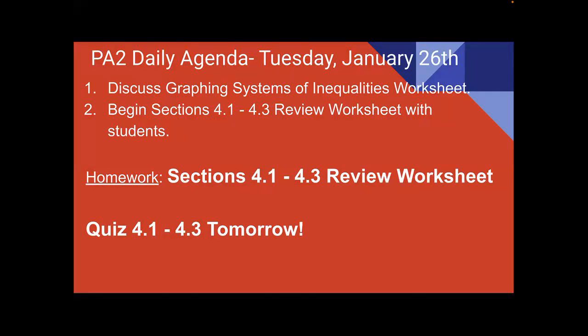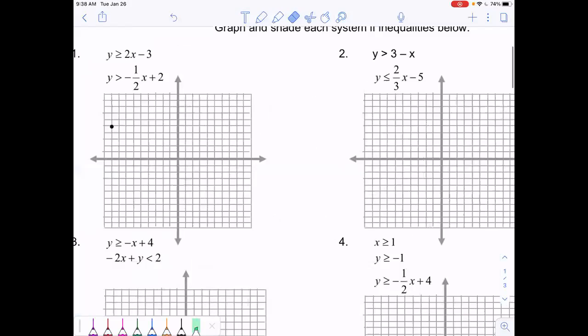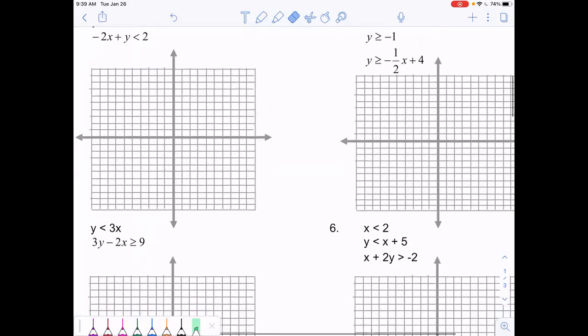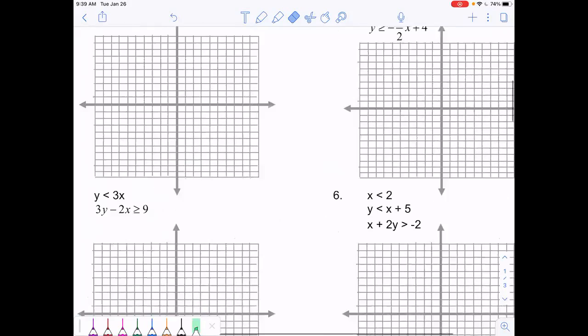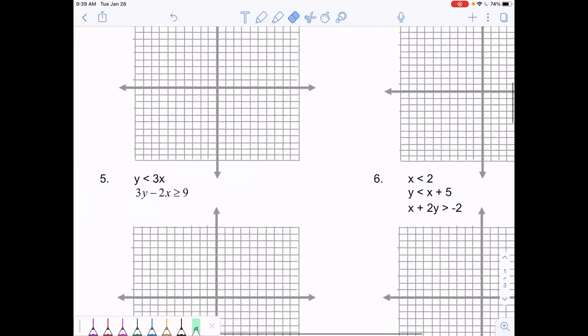That was our graphing inequalities worksheet. There were 10 problems for you to do, and I thought we would just go through one together as a little review, a reminder. Half of them had 2 inequalities for you to graph, and half of them had 3 inequalities for you to graph.